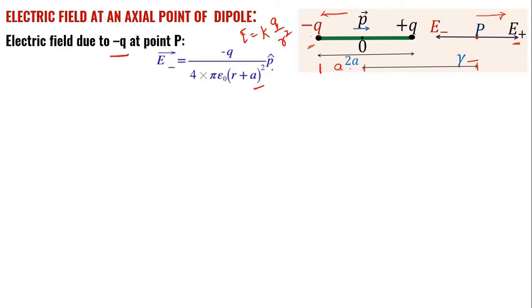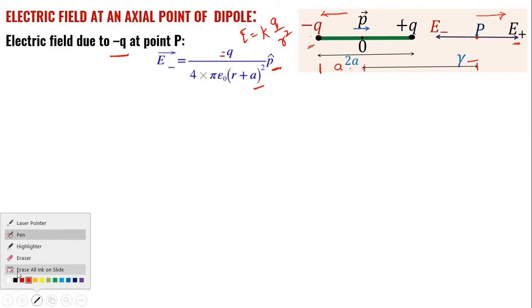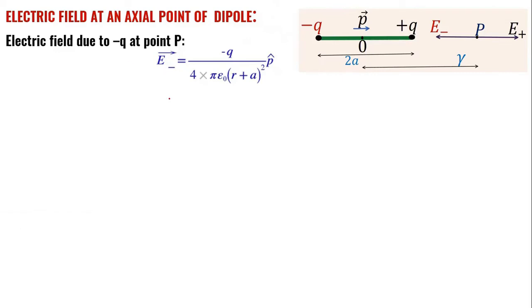Further, a vector, that is the dipole moment, is associated, which is pointing from negative to positive charge. So here we have to put a minus sign. Why? Because the direction of E negative is opposite to the direction of the dipole moment. That is why this negative sign has come over here. So this is the magnitude of the electric field due to a negative charge.